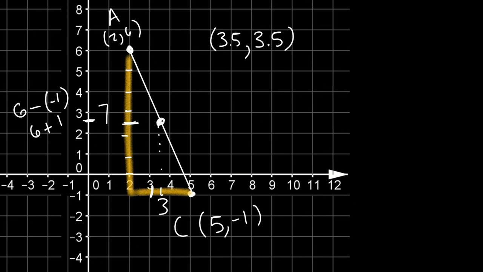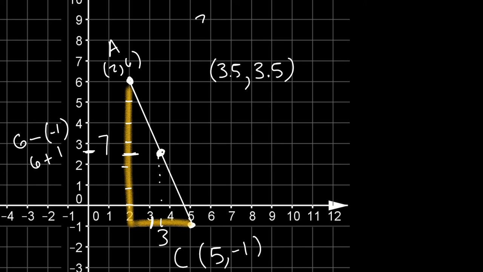Another thing that you can do, and I've heard some of you say this, is you can average the x values. So for example, if I take the x value at A and I add to that the x value at C, I get 7, and then when I take half of that, I do get 3.5. Same thing with the y values, right? Y at A is 6, and if I add to that the y at C, which is negative 1, I get 5, and half of that, no. What? 6 plus negative 1 is 5.